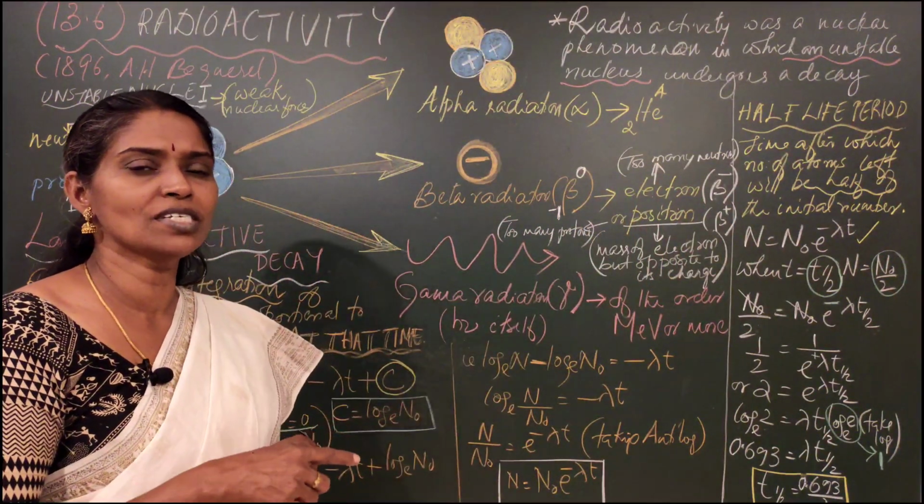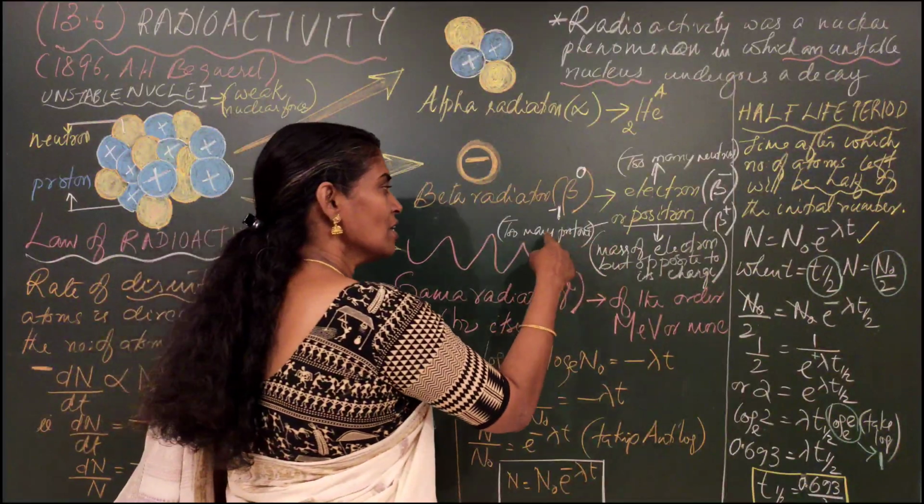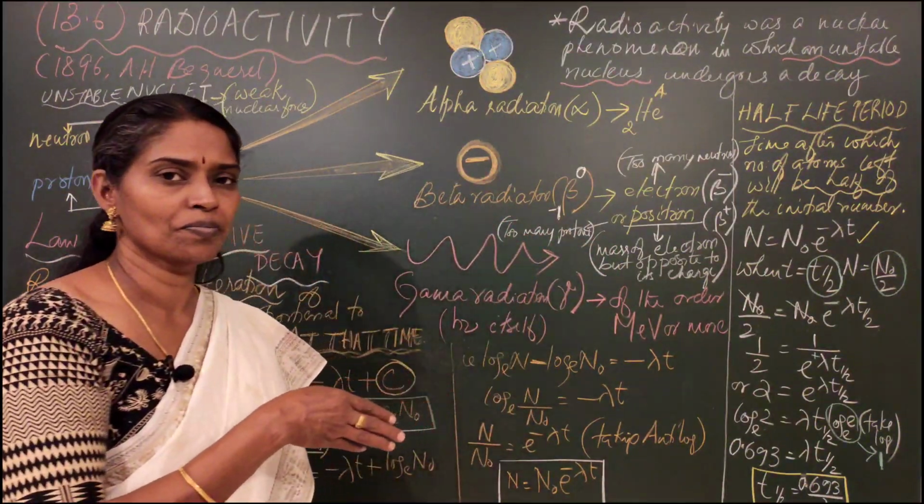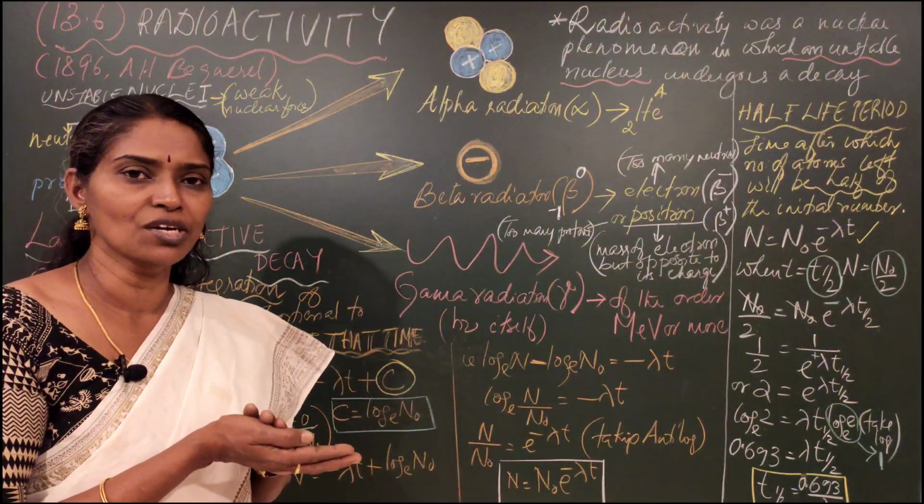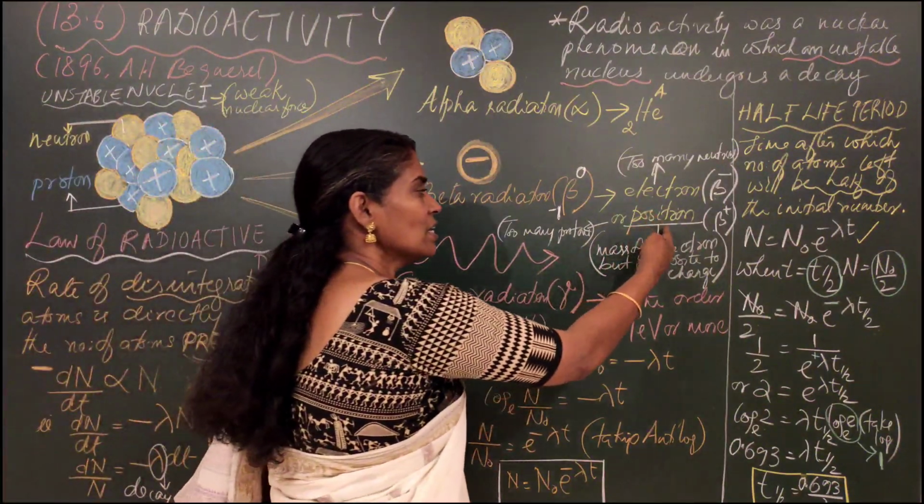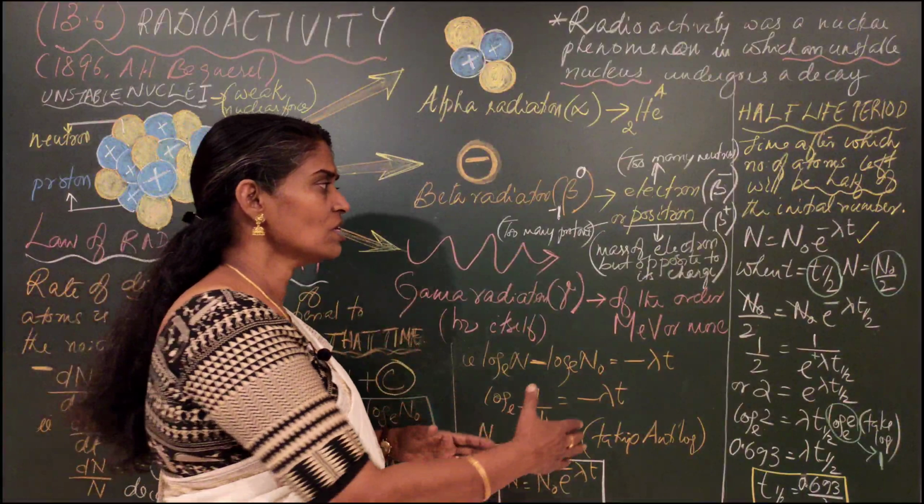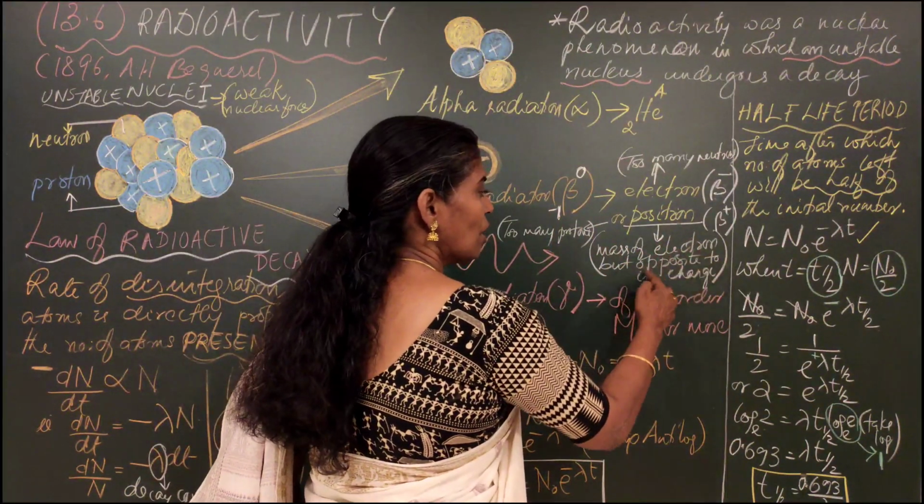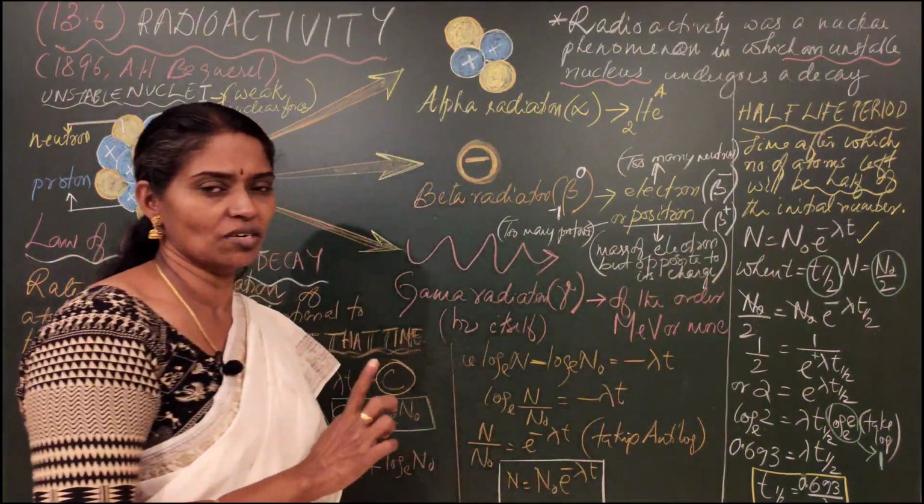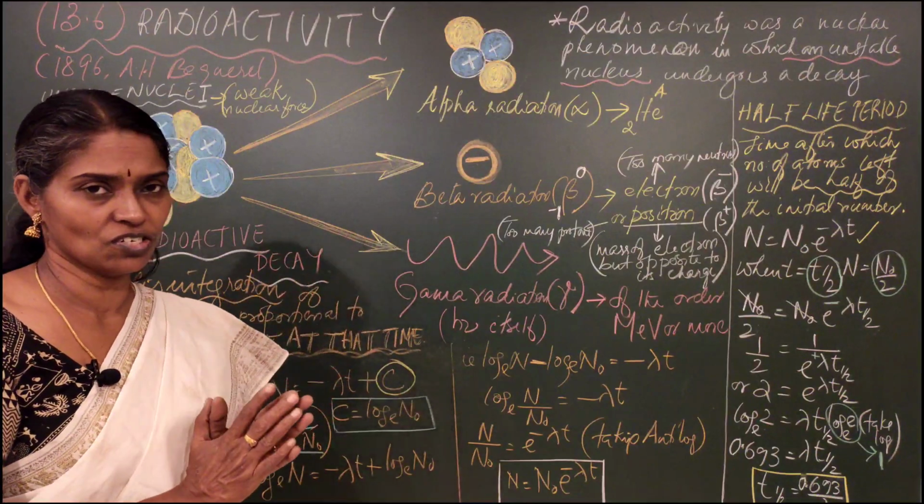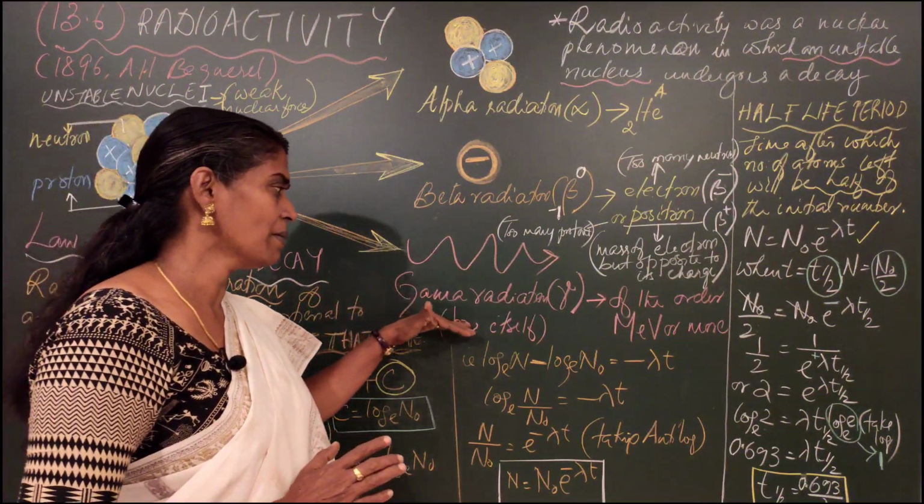Whereas in beta positive decay, what is happening? Too many protons are there. Protons are converted to neutrons, and along with that a positron is ejected. The positron has the same mass as an electron but opposite charge to the electron. That is positron. And finally you have gamma radiation.